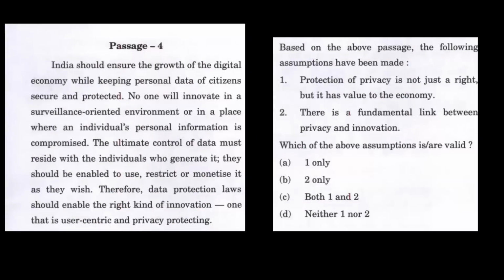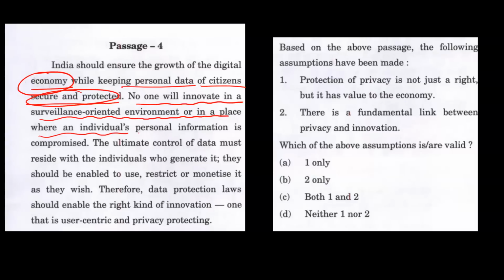Next question. Let us see this question, guys. India should ensure growth of digital economy while keeping personal data of citizens secure and protected. So you go for the digital economy, but at the same time protect privacy also. No one will innovate in a surveillance-oriented environment or in a place where individuals' personal information is compromised. It says that there cannot be any innovation where privacy is compromised.